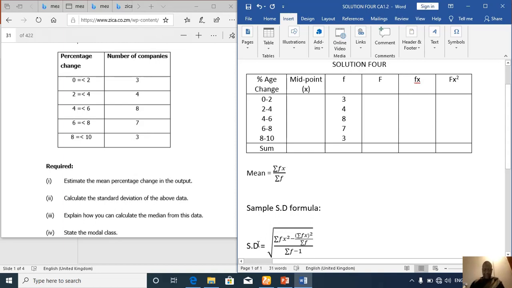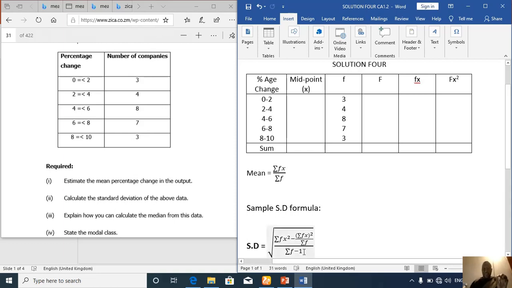Now let me explain something about this standard deviation formula. This standard deviation formula is used for grouped data or frequency distribution. There is another formula for the standard deviation of a simple set of values. I'm going to tackle that probably in our next video. But this is the standard deviation formula for grouped data or frequency distribution.